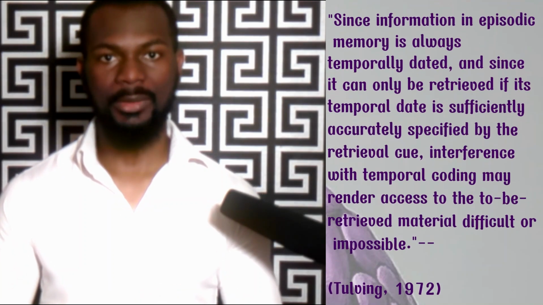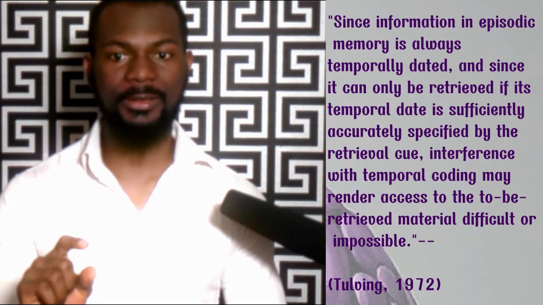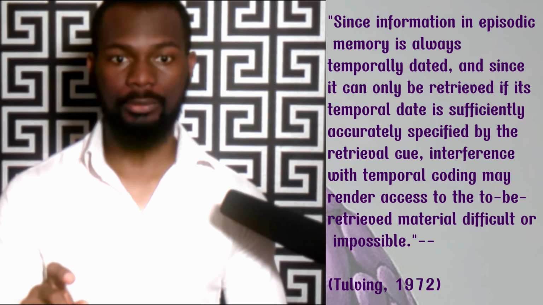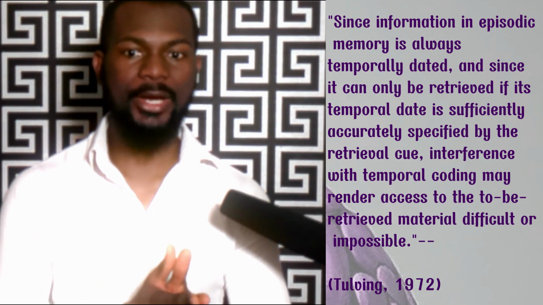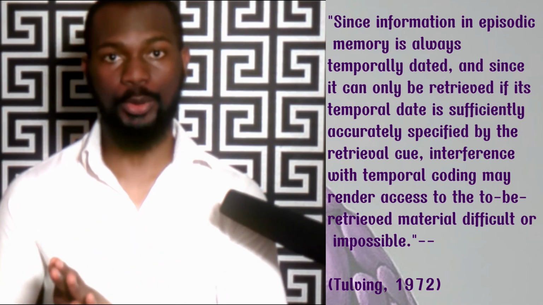With reference to the stability of information in either semantic or episodic system, we can state that information is more easily distorted in the episodic system than in the semantic system. To highlight this reason, I will be noting the idea from Tulving, who highlights the role of temporal coding of stored events. He states, since information in episodic memory is always temporally dated, and since it can only be retrieved if its temporal date is sufficiently accurately specified by the retrieval cue, interference with temporal coding may render access to the to-be-retrieved material difficult or impossible.